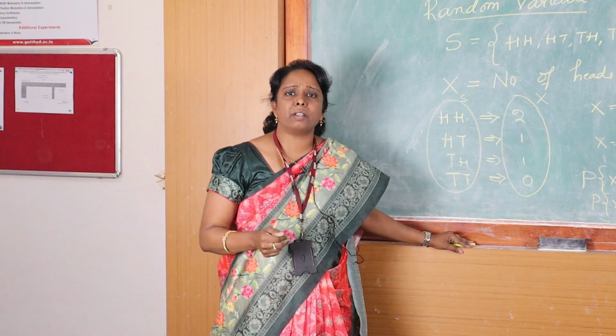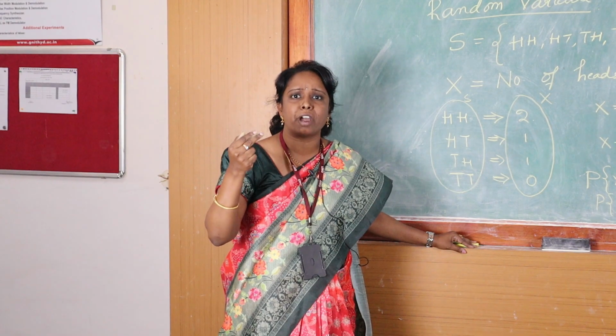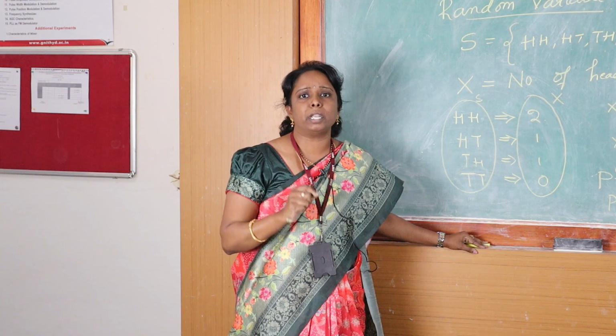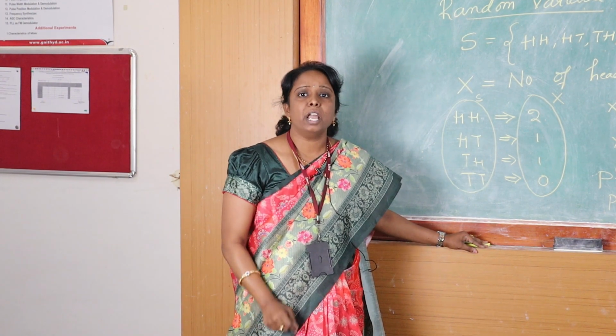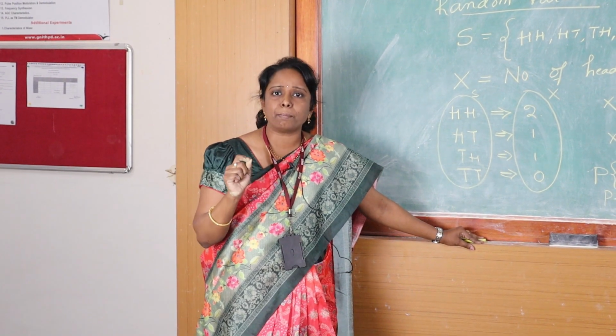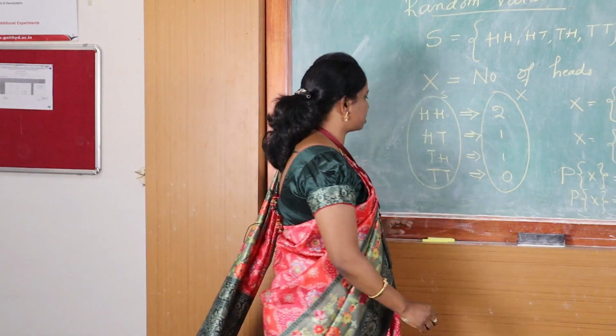What is a continuous random variable? If its sample space contains countless or infinite values within a certain limit, it is called a continuous sample space. If a sample space is discrete, it is called a discrete random variable. If a sample space is continuous, it is called a continuous random variable.